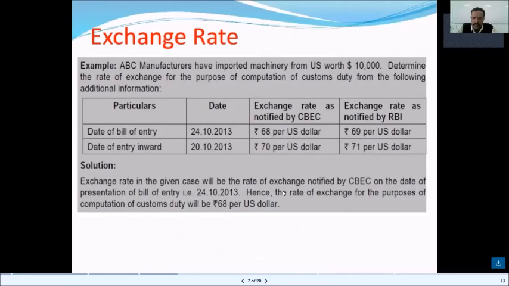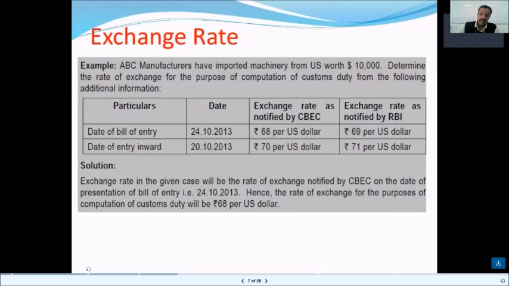Determine the exchange rate for the purpose of computation of customs duty from the following additional information. Particulars: date, exchange rate as per the notification by CBEC, exchange rate as notified by the RBI. The date of bill of entry is 24/10/2013, 68 rupees per US dollar as per the exchange rate of RBI, 69 rupees, and the date of entry inward is 70 rupees per dollar and 71 rupees according to the RBI. So what will be the exchange rate?